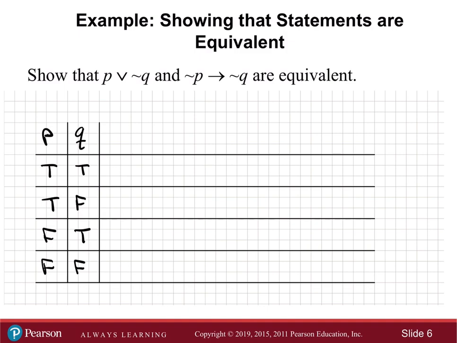So we're going to compare P or not Q with not P implies not Q. Not P implies not Q.